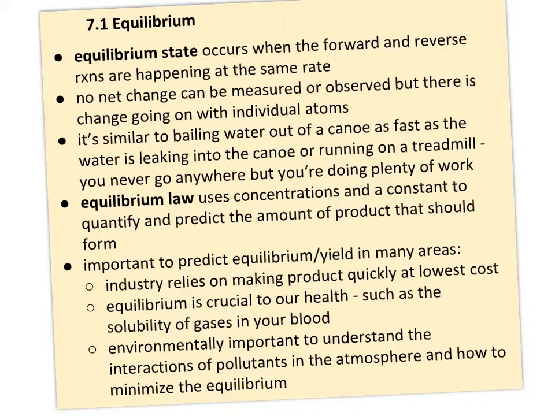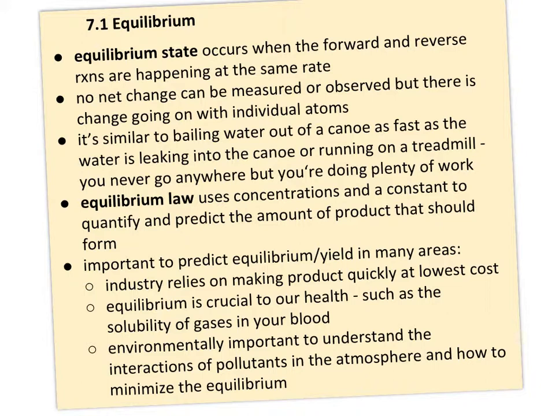So if you remember when we looked at reaction rate curves, we saw an exponential curve, whether you're looking at reactant decreasing or product increasing, and then there's a plateau, and that refers to the equilibrium state. The forward and reverse reaction are equal, so the concentration of product and reactant remains the same. So that means no net change can be measured or observed, but there's still change going on with the individual atoms. Some reactant particles are still being successful in becoming product, and some product particles are becoming successful in reverting to reactants.